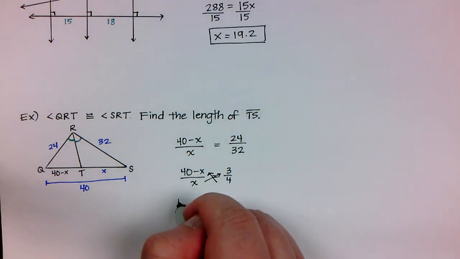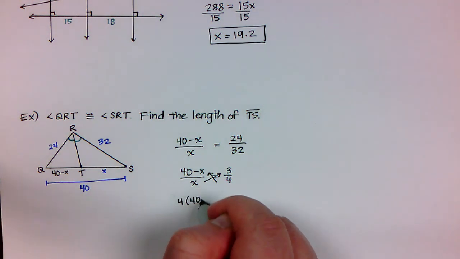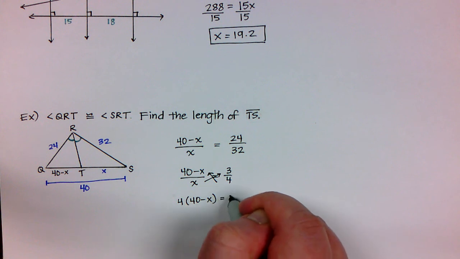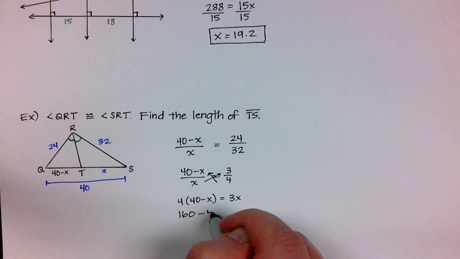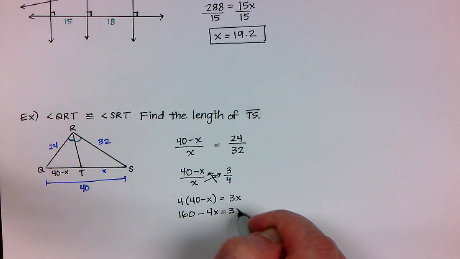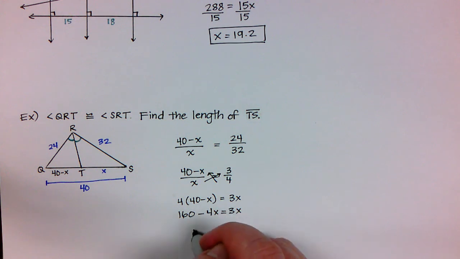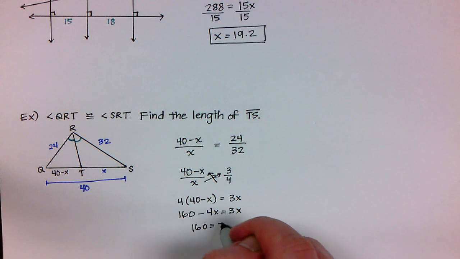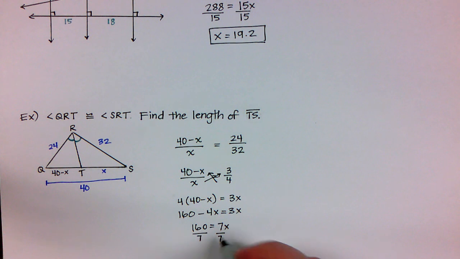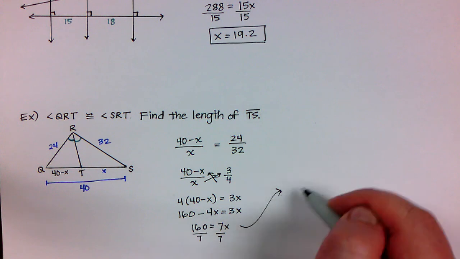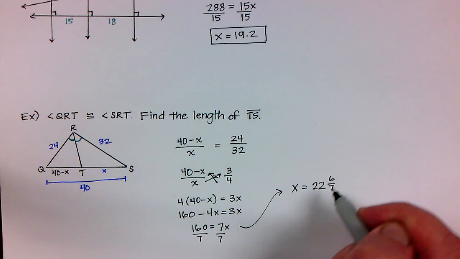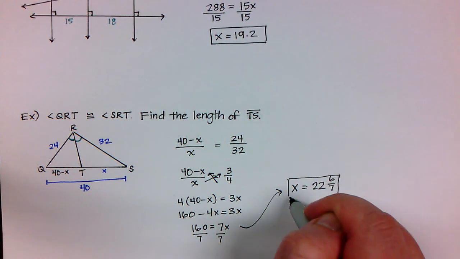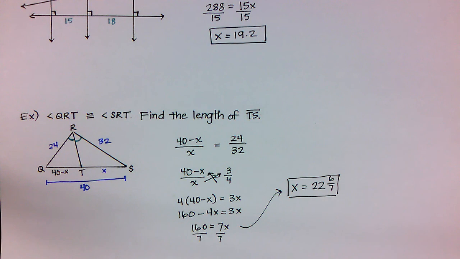Now I can do some cross multiplying. Okay, so on this side I'm going to have 4 times 40 minus x, and the other side I'm going to have 3x. This gives me 160 minus 4x equal to 3x. If I add 4x on both sides, I have 160 equals 7x. And then when I divide both sides by 7, I'm going to end up with x being equal to 22 6/7. And there you go. So we're done.